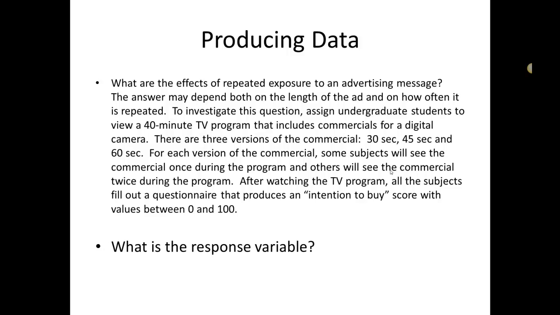All right, let's look at this example. What are the effects of repeated exposure to an advertising message? The answer may depend on both the length of the ad and how often it is repeated. To investigate this question, assign undergraduate students to view a 40-minute TV program that includes commercials for digital cameras. There are 3 versions of the commercial: 30 seconds, 45 seconds, and 60 seconds. For each version of the commercial, some subjects will see the commercial once during the program, and others will see the commercial twice during the program. After watching the TV program, all the subjects fill out a questionnaire that produces an intention to buy score with values between 0 and 100.